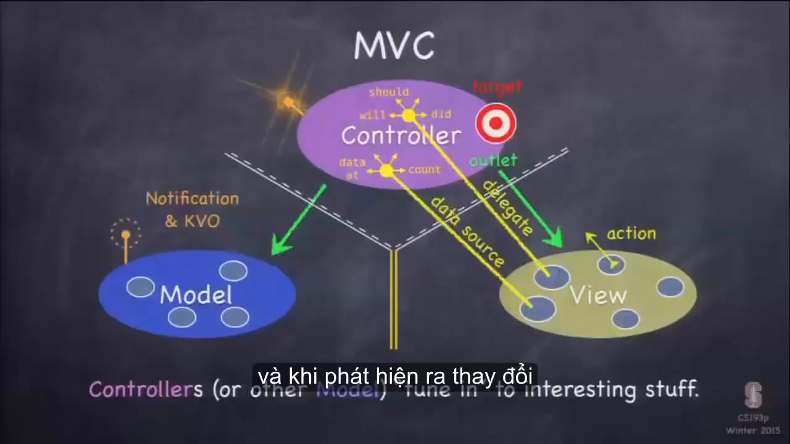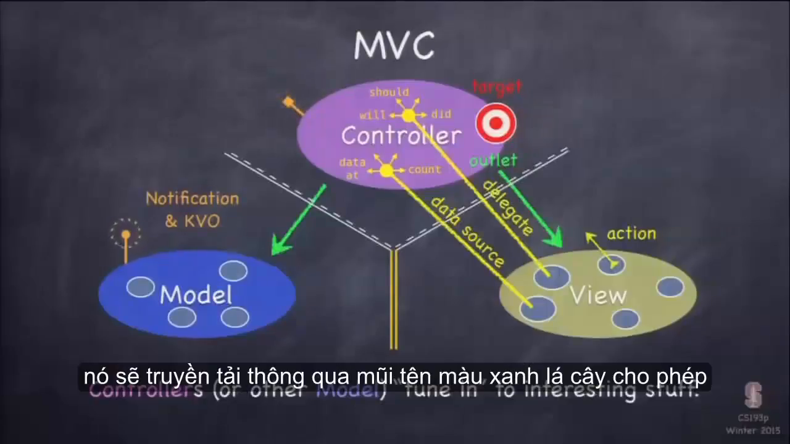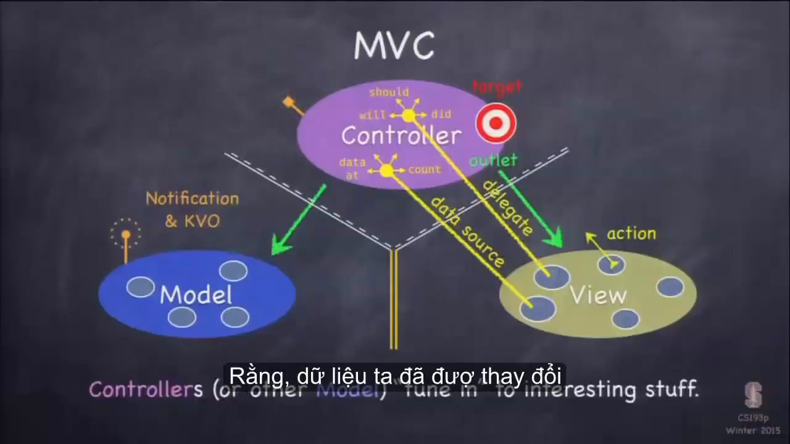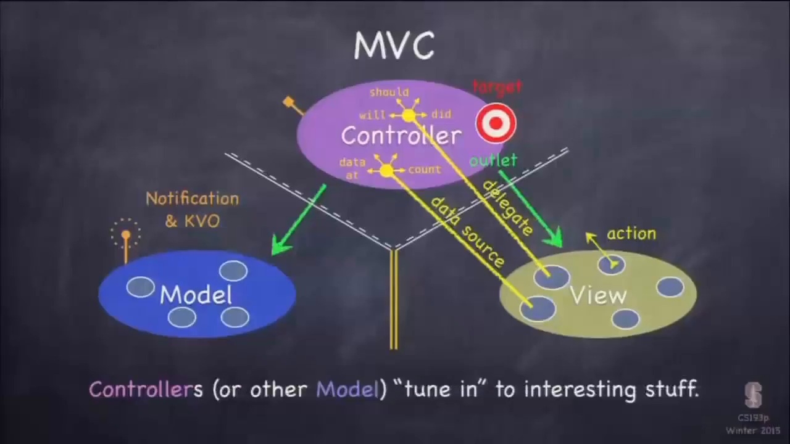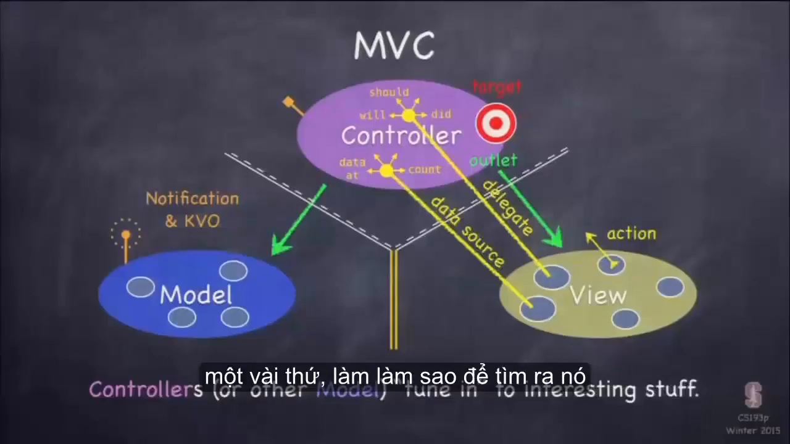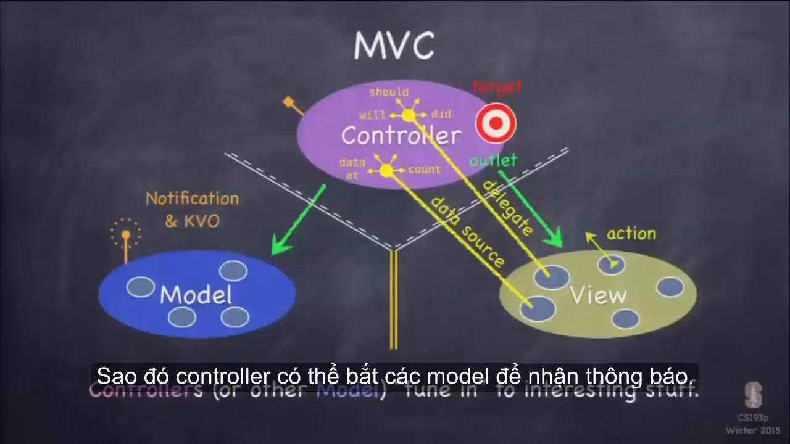And when it finds out something changes, it's going to communicate via its green arrow to the model and say, okay, give me that data that changed. Does that make sense? So towards the end of the quarter, we'll start seeing how to do notification to find out, for example, if the data in a database changes. We'll get a notification. The controller can then go talk to the model to get the new info.